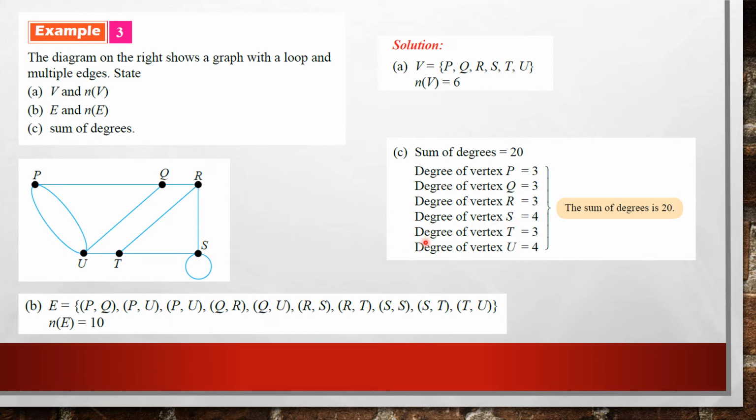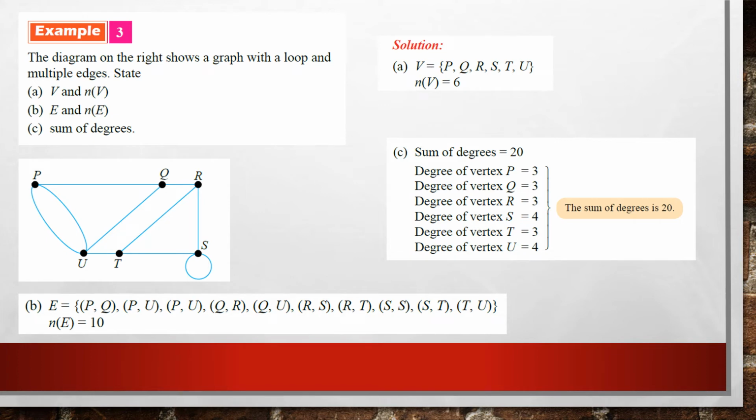Then the degree of vertex T is 3. 3 lines coming up. Then the degree of vertex U is 4. You have multiple edges, 2 lines here, then UQ, UT, so 4. Then we add all the degrees, and you will get the sum of degrees is 20.